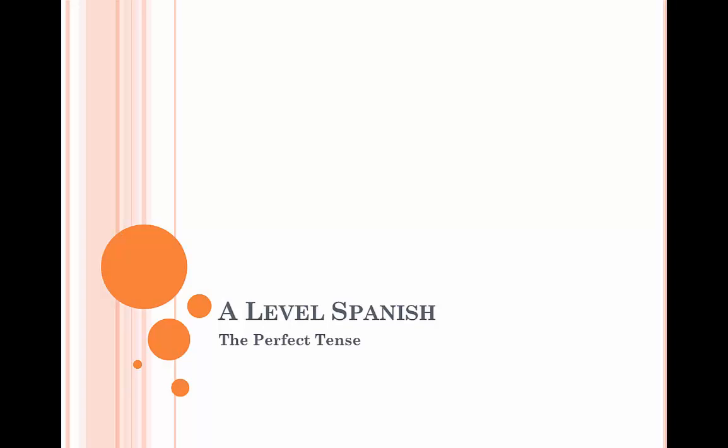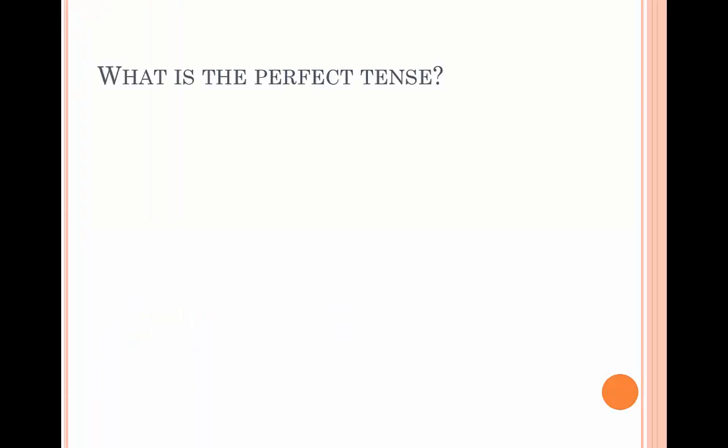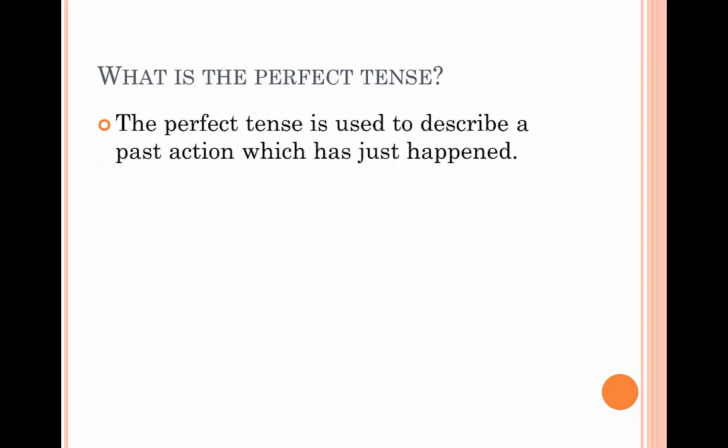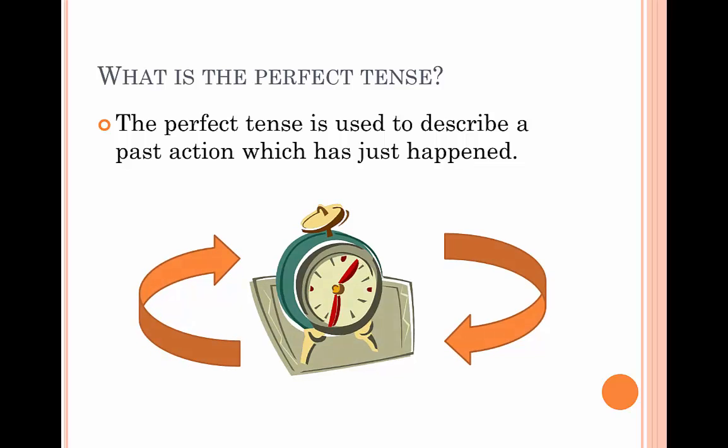How to form the perfect tense in Spanish. What is the perfect tense? The perfect tense is used to describe a past action which has just happened. In other words, it's a past tense.